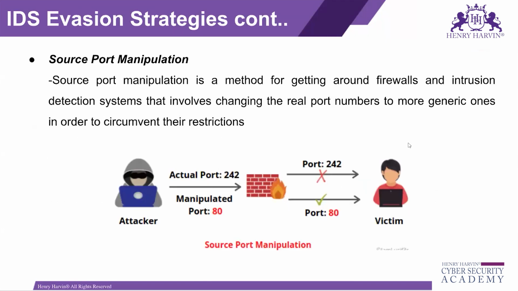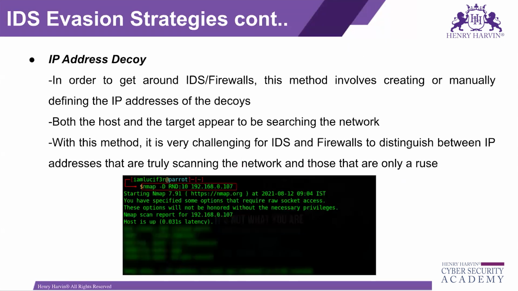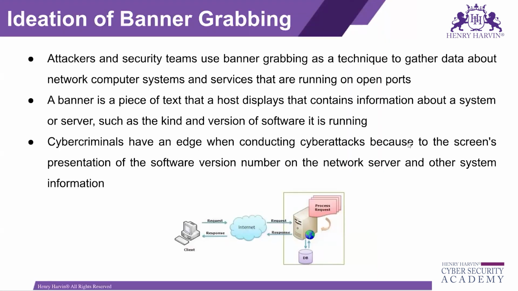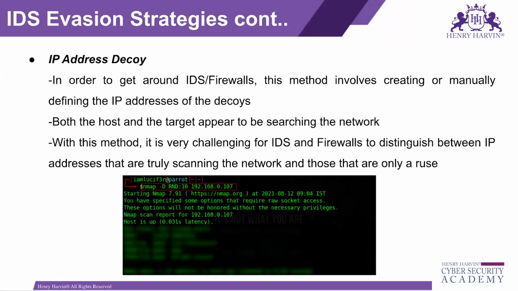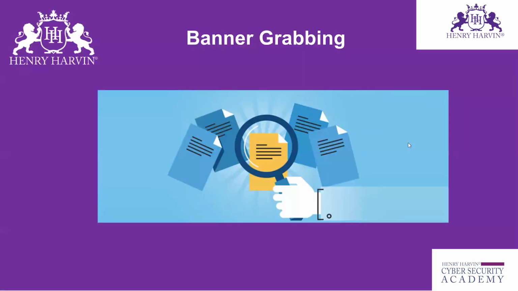Fragmentation, we can say. You can see here the actual port number, and you can use the manipulated one. Now, using Nmap, we can go for evasion, IP address decoy it is called. Decoy, just see the command, I'm using -D RND. The next one we call banner grabbing. Now, what is banner grabbing?